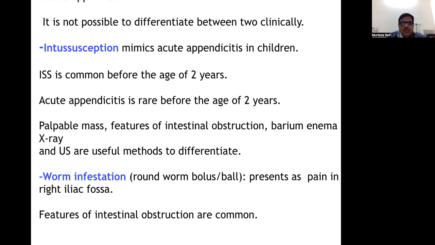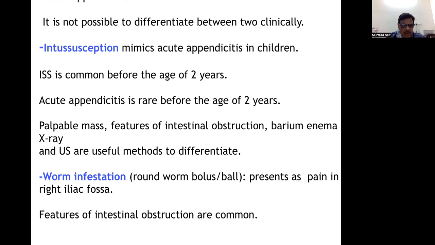Intussusception can mimic acute appendicitis in children. Intussusception is common before the age of 2 years, but acute appendicitis is rare below the age of 2. Palpable mass, features of intestinal obstruction, barium enema, X-ray, and ultrasound are useful methods to differentiate intussusception. Worm infestation is also an important differential diagnosis. It presents as pain in the right iliac fossa.